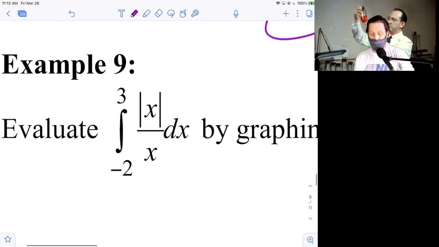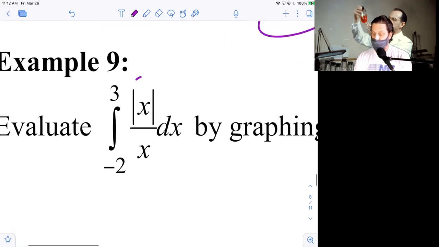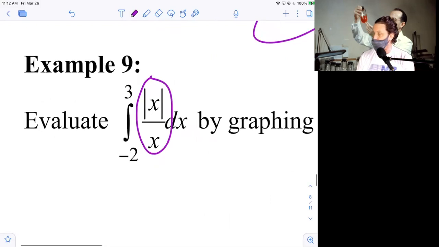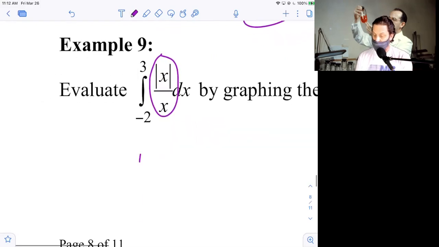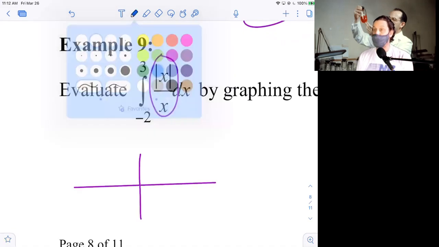Let's revisit Senor Salta, okay? The absolute value of x over x. Remember him? Senor Salta. Hola, Senor Salta. Hola, Coach Richter. También.